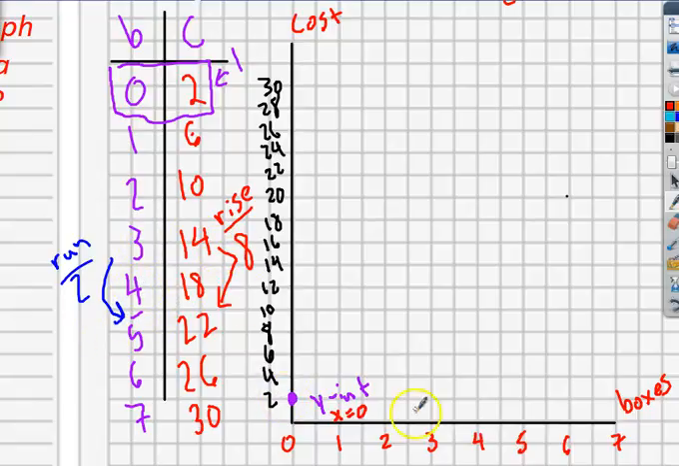And I'm only going to plot a couple more of those points so that I can connect them. Let's see, 3 and 14. 3 was 14. And 5 was 22. And then I can connect all those with a line.